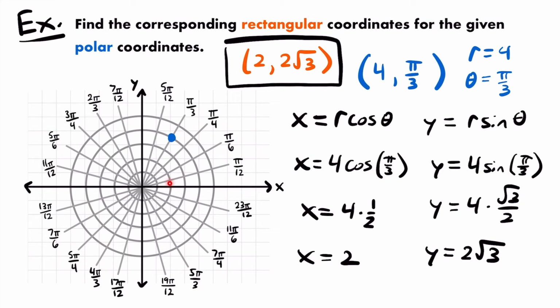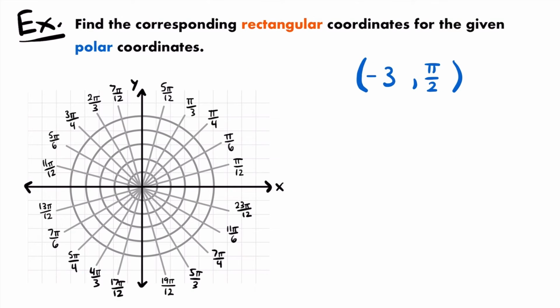So if we go back, our x value is 2, and our y value is 1, 2, 3 and a half. And look at that, we're right at that point that we plotted earlier. So these rectangular coordinates do in fact correspond to these polar coordinates. They both represent the same point, but in different coordinate systems. Let's take a look at another example.